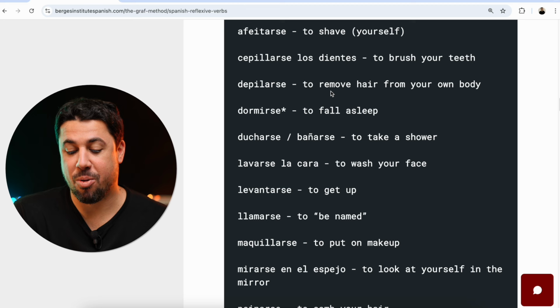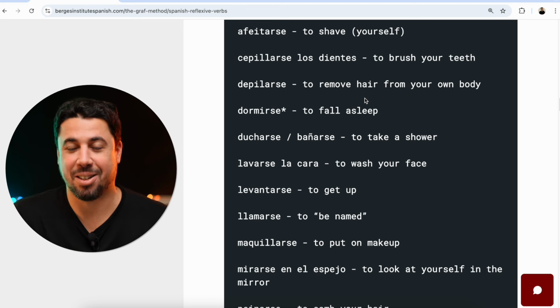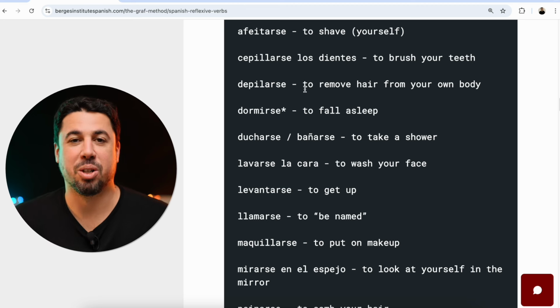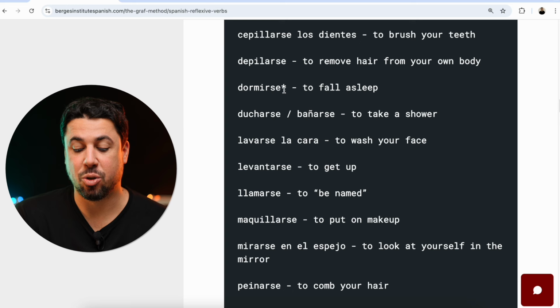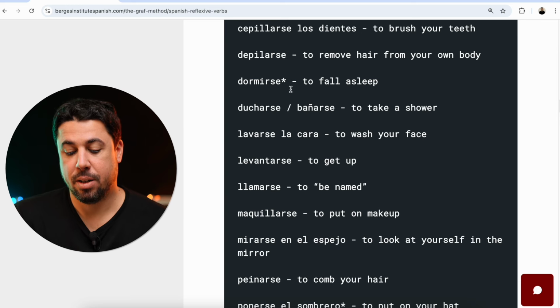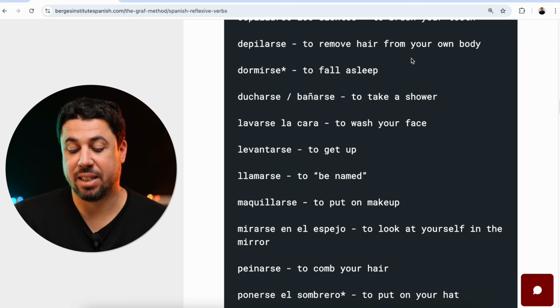Depilarse, this is a verb for removing hair from your own body, something very specific. So we use it, for example, for shaving our legs or waxing our legs. We would use this verb. Dormirse, to fall asleep. Ducharse or bañarse, to take a shower.